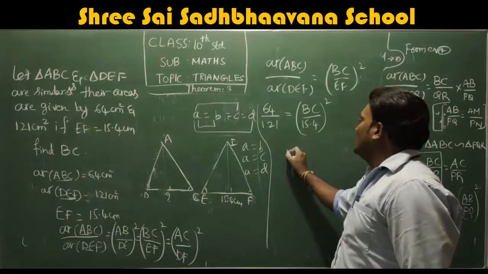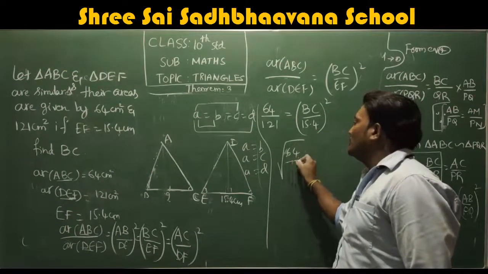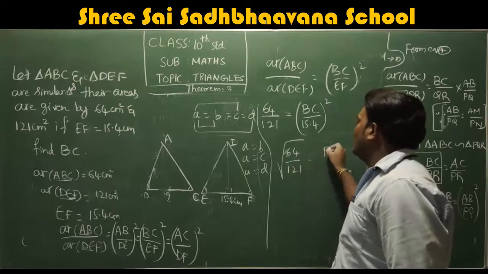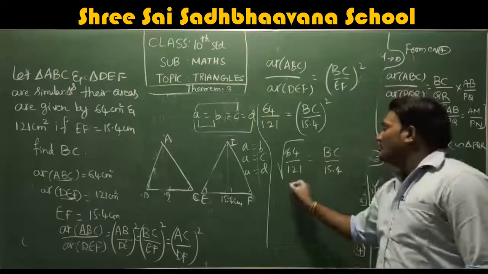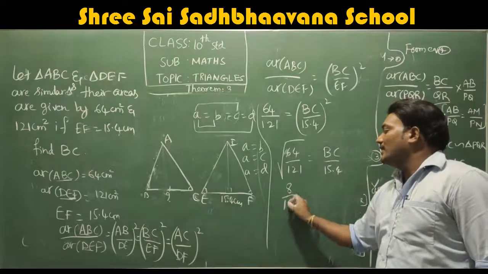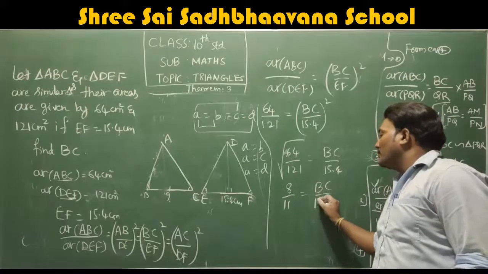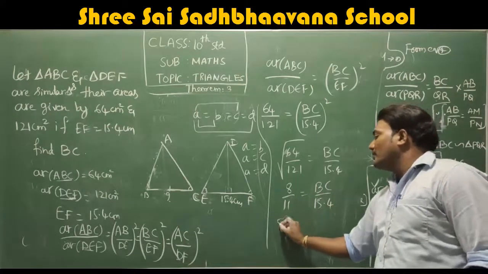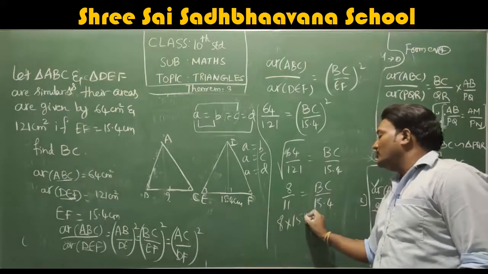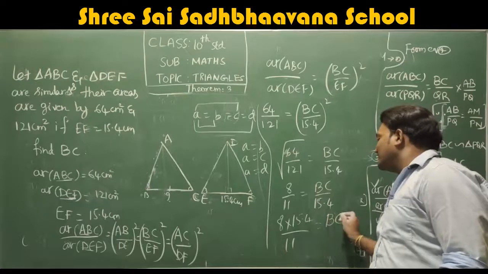To simplify, what do you get? Here the square is there. Send this to that side. It will become root. Correct? Which is equal to BC by 15.4. Correct? What is root here? 8 by 11 is equal to BC by 15.4. So we need BC. So this will go that side, right? 8 into 15.4 divided by 11, which is equal to BC.